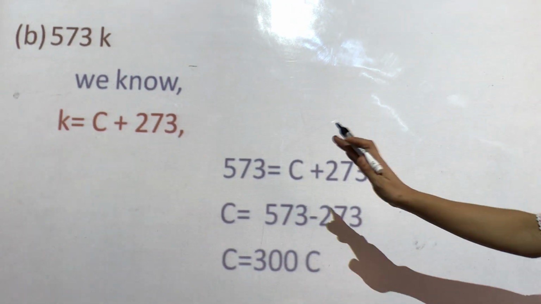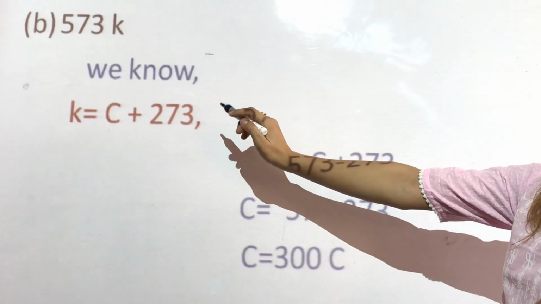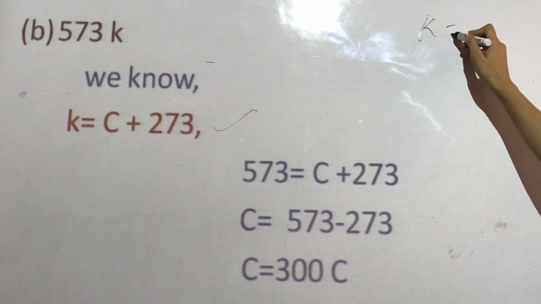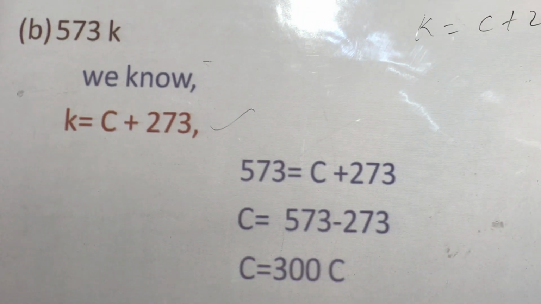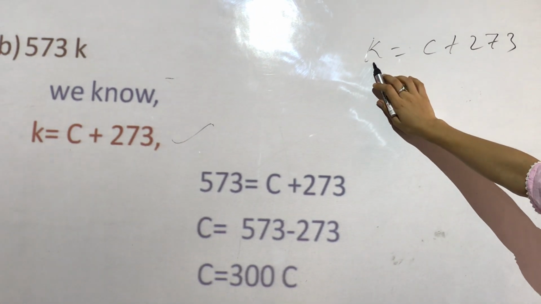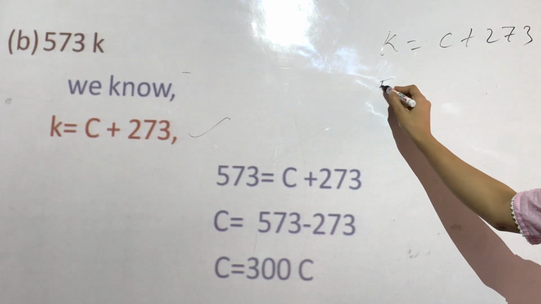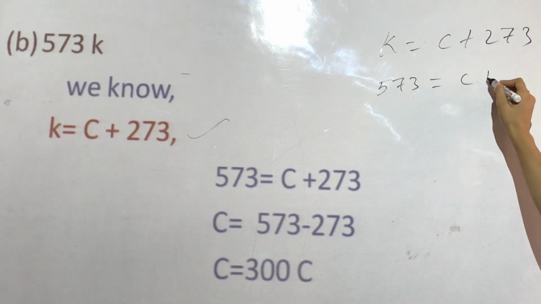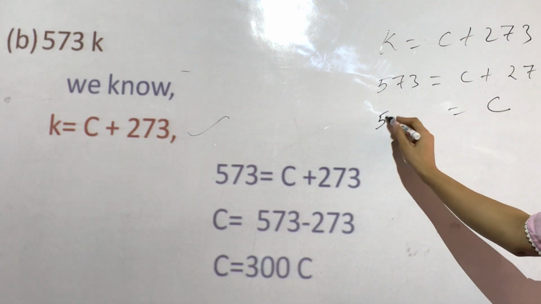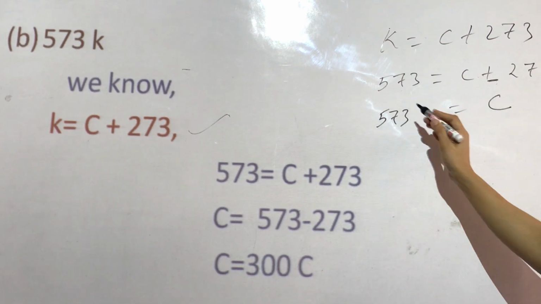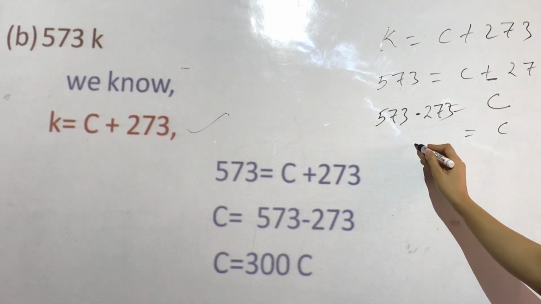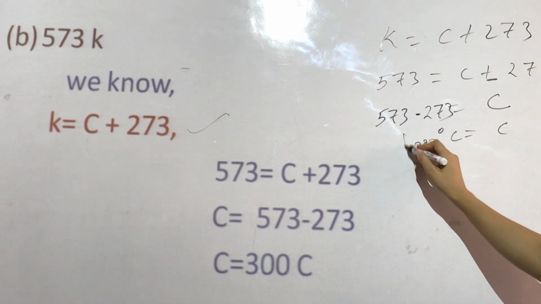573 Kelvin. Again we know the formula: K is equal to C plus 273. What is the temperature in Kelvin? It is 573, so keep 573 here, and C plus 273, keep C here. The 573 is plus here, so it will be minus on the other side. Subtract them, it will be 300 degrees Celsius.